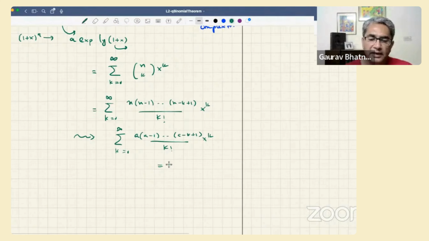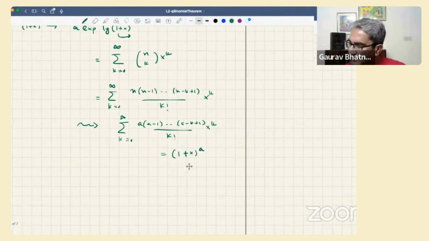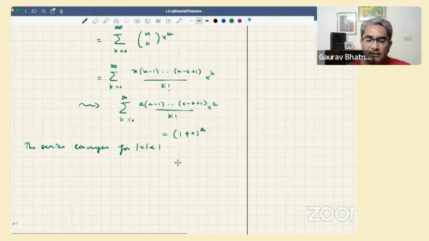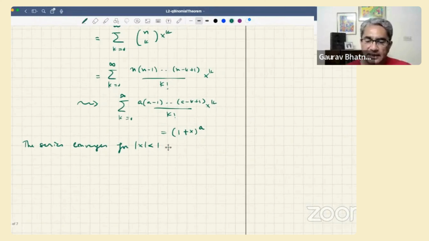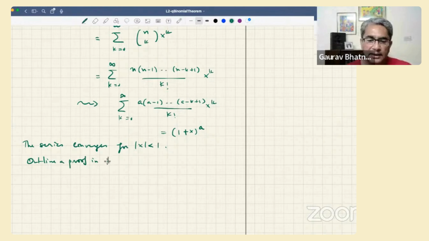So this should be equal to 1 plus x raised to the power a. So this makes sense. The series converges for absolute value of x less than 1. And in fact, that is Newton's result. So I will outline a proof using calculus in the exercises.